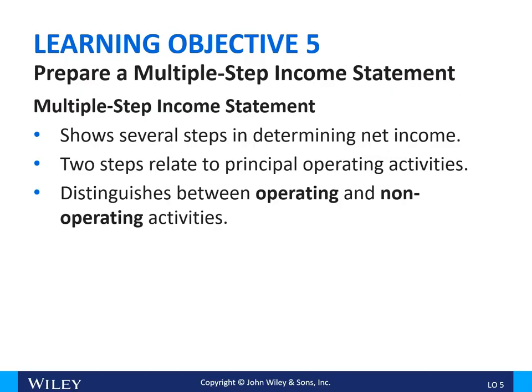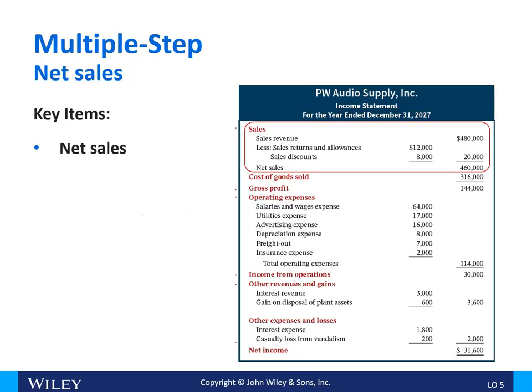Now we'll talk about the multi-step income statement. We've talked about some of this already throughout the chapter, but we'll get into more detail of how it operates and what it looks like. So it shows several steps in determining net income. Two steps relate to principal operating activities, and then we're going to show the difference between operating and non-operating activities. So what does a multi-step income statement look like? Here's an example on the right side. The red items are some of the new items or categories that we're looking at.